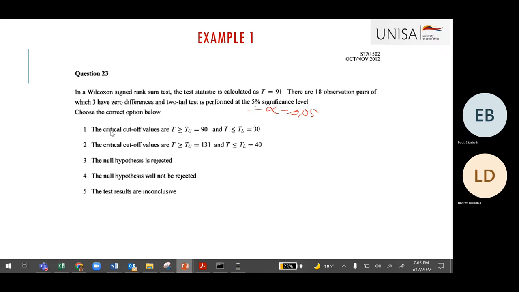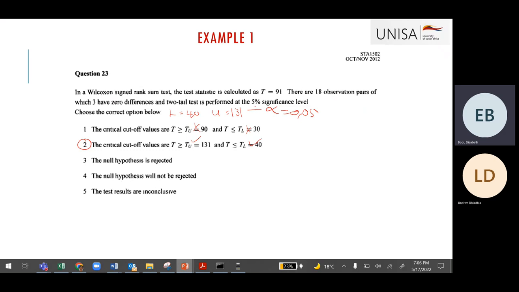So going back, let's see which one of the two is correct. We know the lower limit is 40 and the upper limit is 131. This one says upper limit is 90, but the upper limit is 131, so this one is incorrect. Lower limit is 30, but the lower limit is 40, so this one is incorrect. So this one is the correct one. Then the other statements are not even necessary for us to look at.